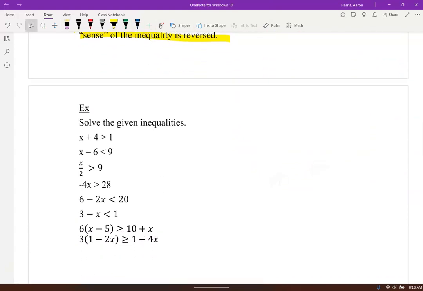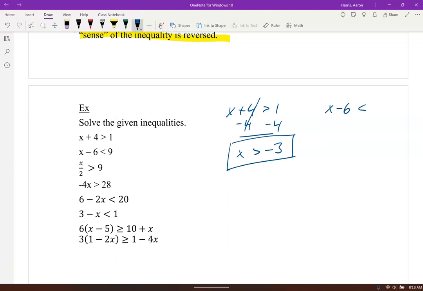If you've forgotten that, let's go ahead and do a few here. x plus 4 is greater than 1. Go ahead and subtract 4 from both sides. That's not an issue. x is greater than negative 3. Second one, x minus 6 is less than 9. Go ahead, add 6 to both sides. x is less than 15.